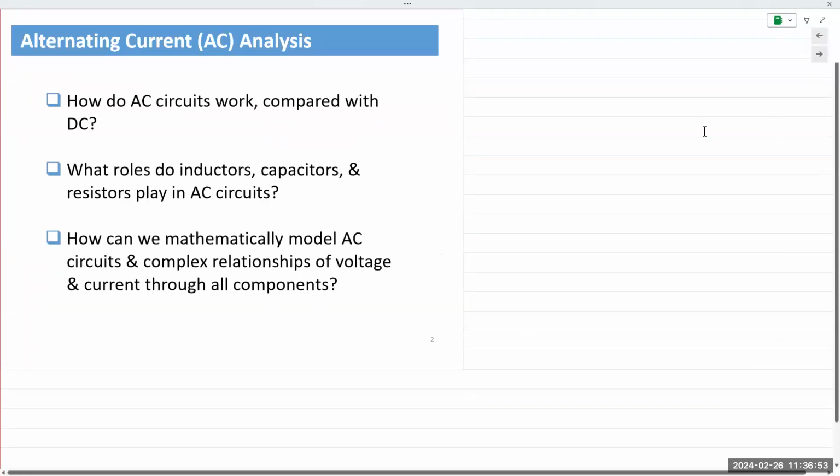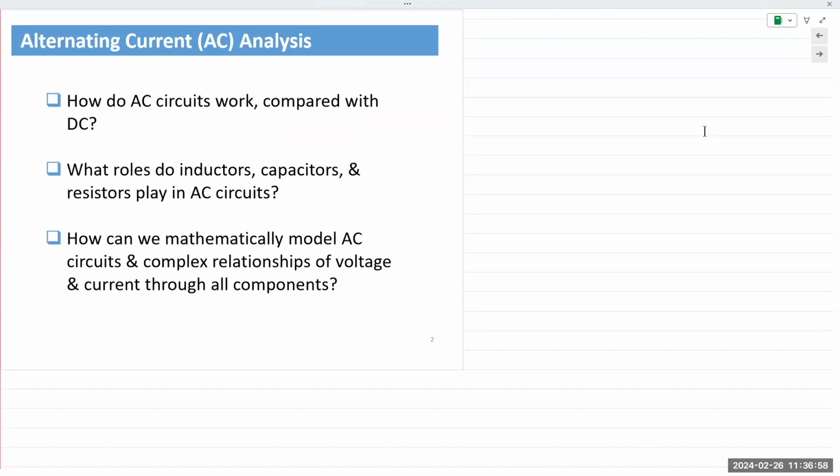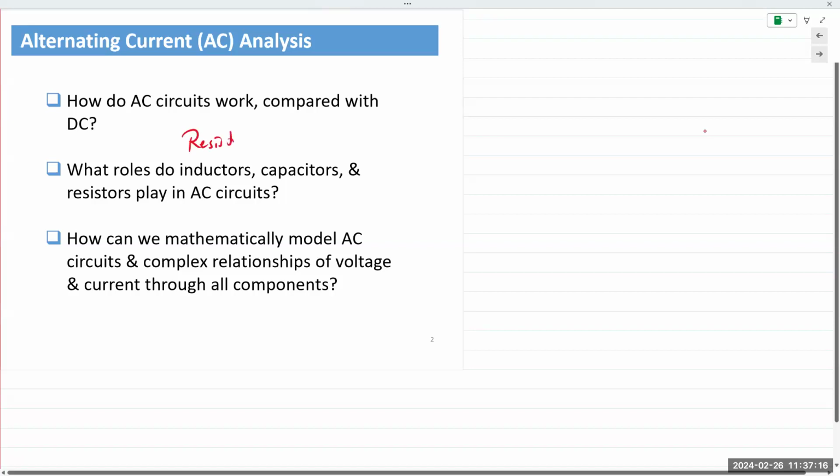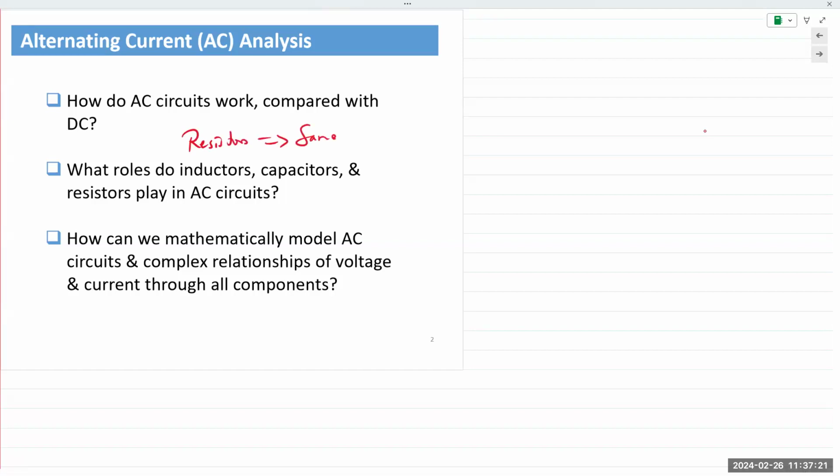So what we're going to learn is, when we have an AC source that supplies AC voltage or current, how the alternating behavior of the source affects the resistors, capacitors, and inductors. Resistors work pretty much the same way as they did for DC.